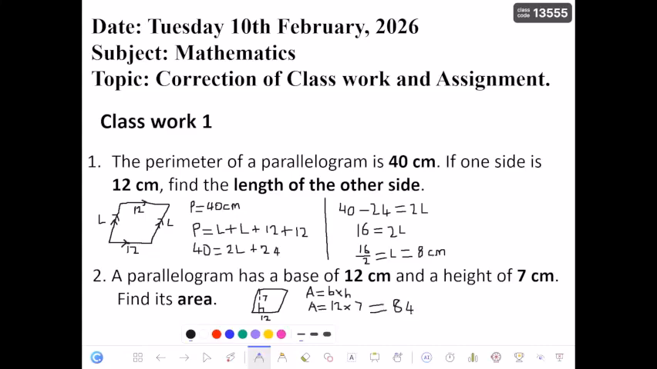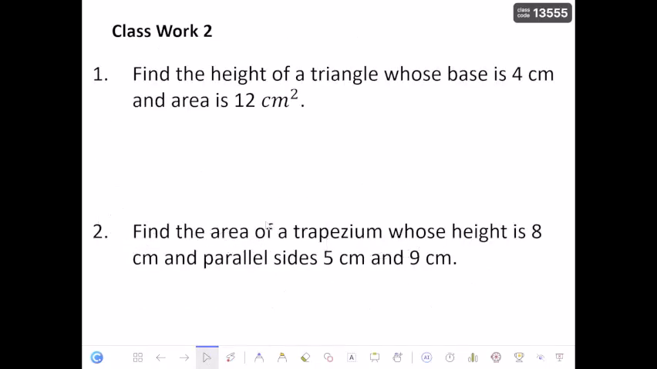And as I said, always put your unit when you finish calculating. So the area is raised to power 2, cm square. So the answer to this question is 84 centimeter square. So that is the first set of classwork. You can practice it as we move for this break. So this is the second set of questions now, for classwork 2.